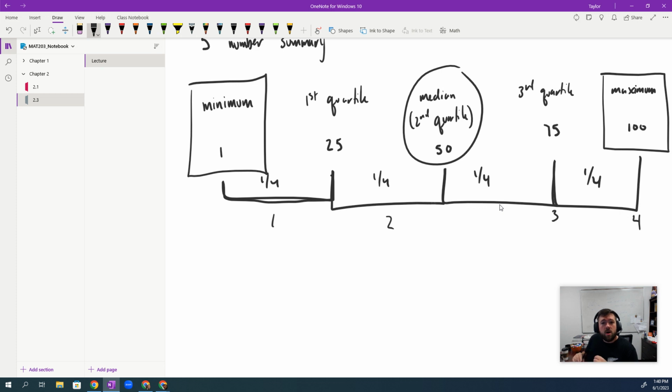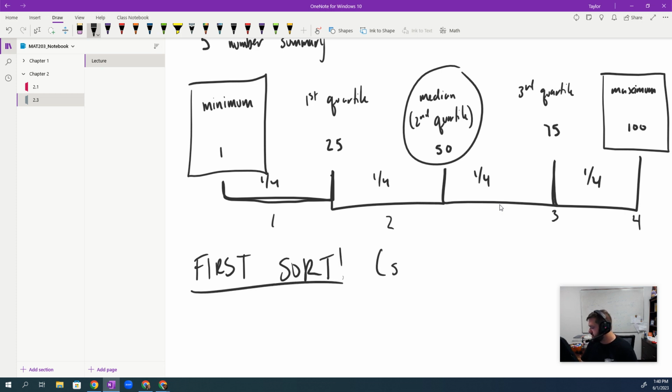For this to work, we needed to have placed all of our numbers in order from smallest to largest. If you haven't done that, you cannot do this five-number summary. Before you can do this, you must first sort smallest to largest.